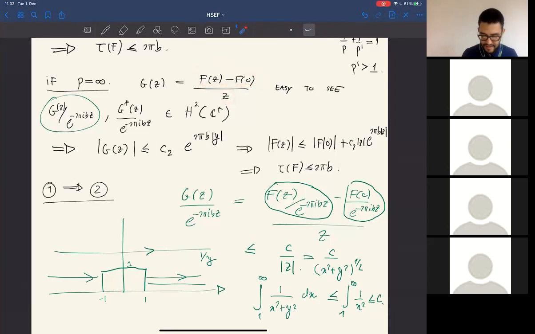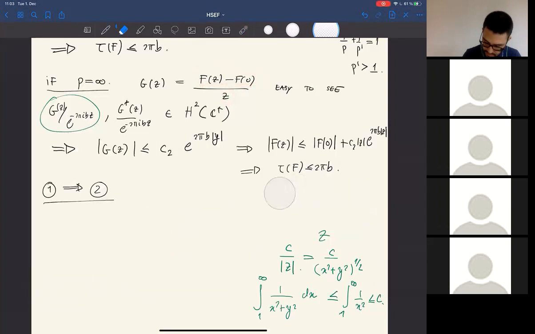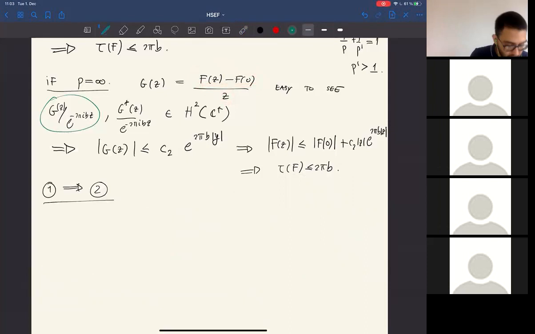Yeah, thank you. So then, as in these other steps, one implies two, we have to use this thing again for the case p equals infinity. So the case one implies two is also basically a trick. We have a function which is entire, in L^p on the line, and its type is less than or equal to 2 pi b.